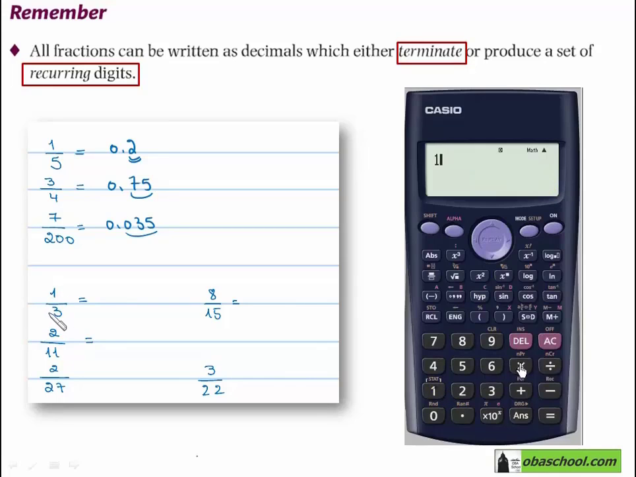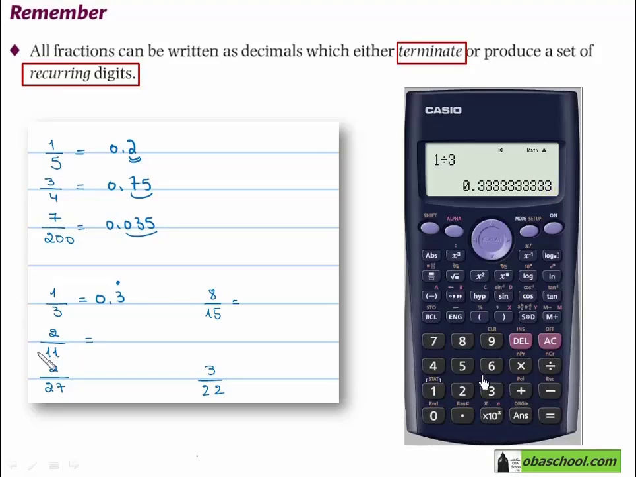Let's take the first example, 1 divided by 3. Use the calculator. The answer is 0.33333. The number continues as shown in the calculator, so it's not terminated, so it produces a set of recurring digits. What is a repeated number? It is the number 3. So we can write it as a dot notation 0.3 and put a dot over the number 3, which means that 3 is repeated an unspecified number of times.